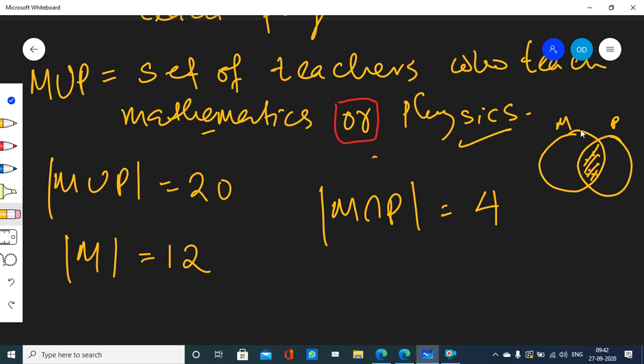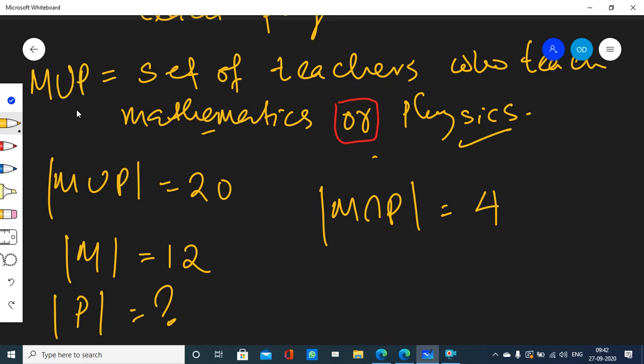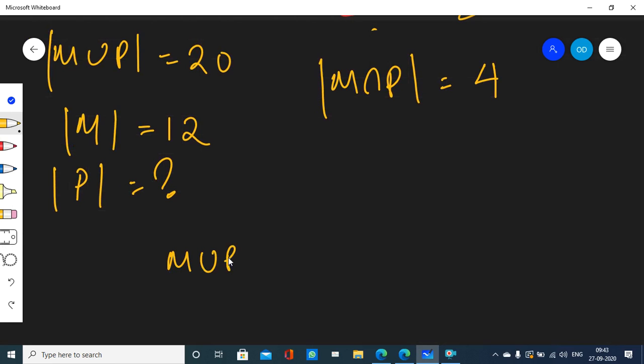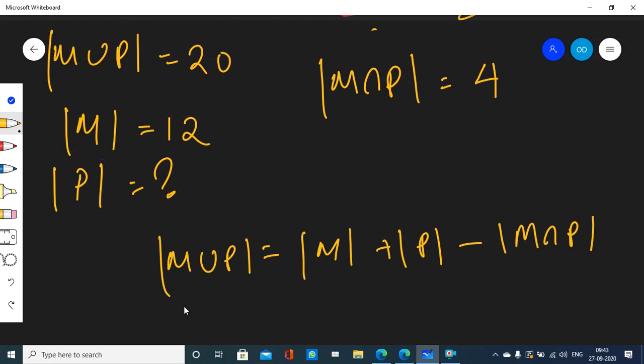The question is how many teach physics, which means the cardinality of P is asked, because set P carries all those teachers who teach physics. We have to use the direct formula. Cardinality of M union P is equal to cardinality of M plus cardinality of P minus cardinality of M intersection P. Then 20 is equal to 12 plus the cardinality of P, which is asked, minus 4.